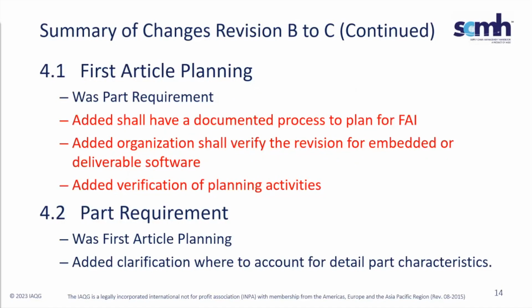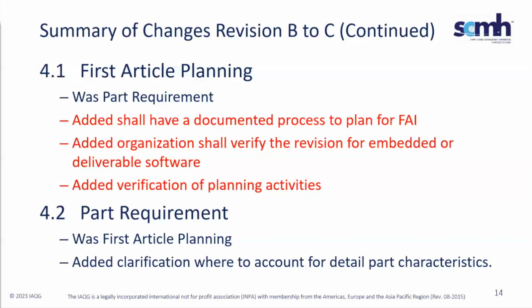One of the largest sections that we spent a lot of time on was moving the part requirement from 4.1 to 4.2, as well as further adding definition around first article planning. The planning process for first article was often missed by organizations and not planned appropriately. A lot of times, first articles were an afterthought and done after the part was manufactured and not done during the planning phase, new product introduction.